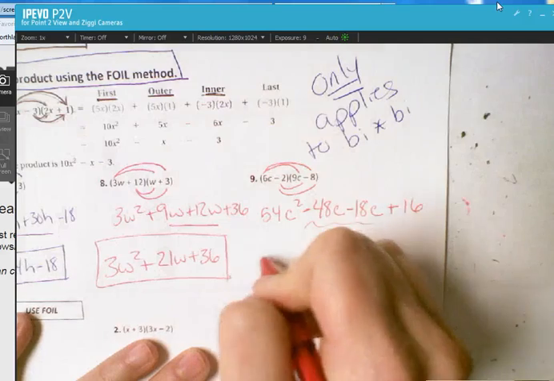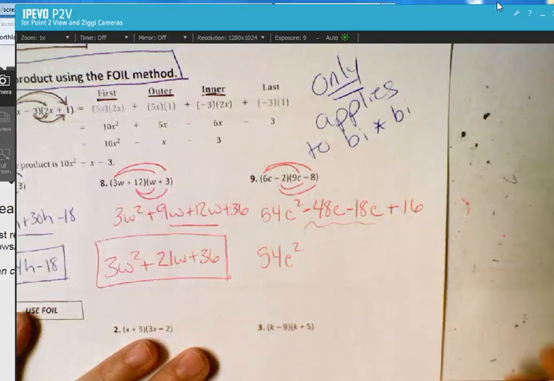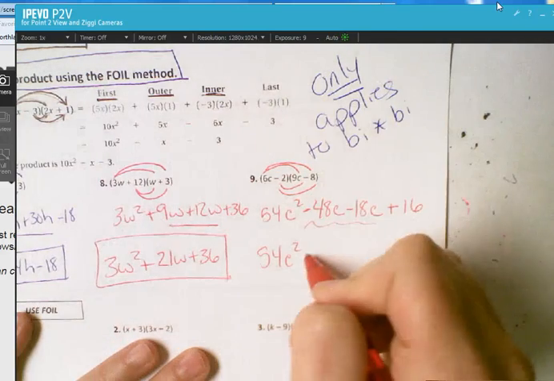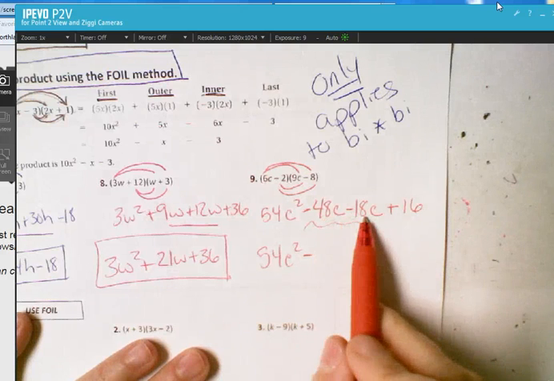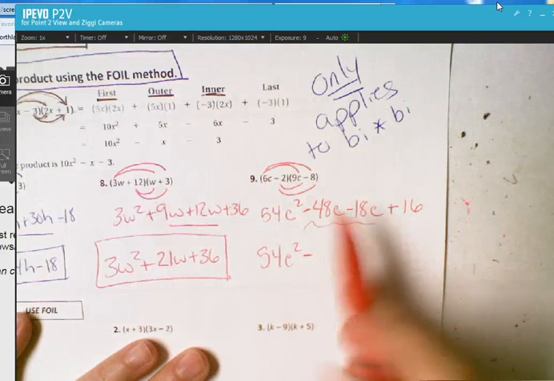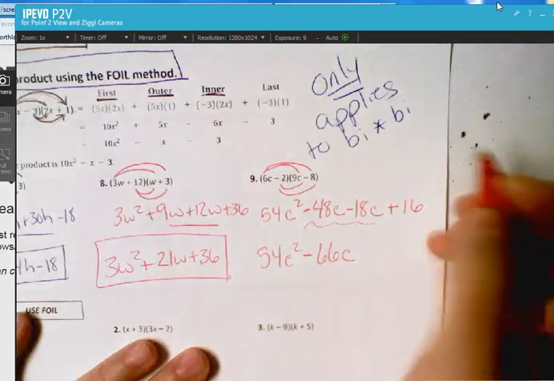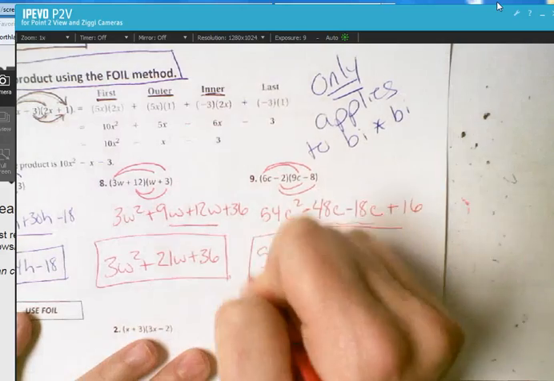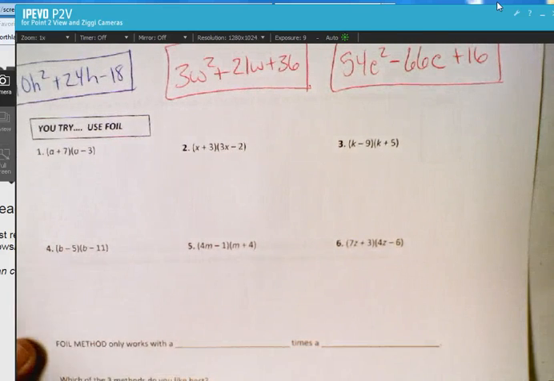Combine like terms. 54c squared. I have both negatives, so it's going to stay a negative, and then I add the numbers together. 8 and 8, 16, carry the 1, 66c plus 16. Okay, again, you are going to pause the video, practice those problems, come back and check the answers.